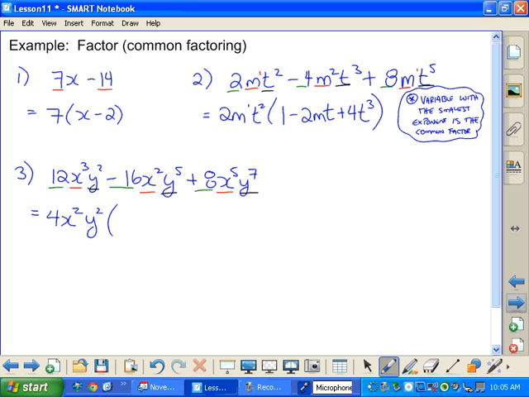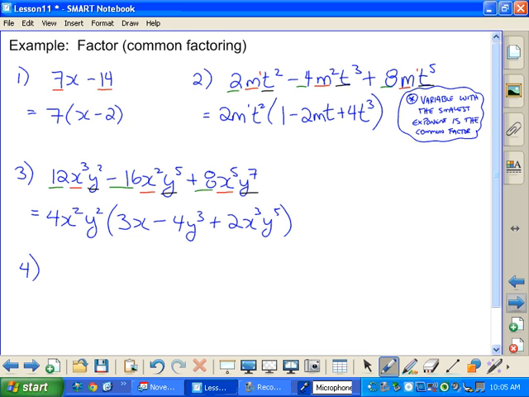So now we're going to divide each term by that. So 12 divided by 4 is 3. I had x cubed, taken 2 out, leaves me with an x. I had y squared, I took 2 out, so there's no other y's left. 16 divided by 4 is 4. Taking out the x squared, so it's gone. I'm taking 2 away from the y, leaves me with y cubed left over. 8 divided by 4 is a 2. X to the 5th, I'm going to take 2 out, leaving me with x cubed. Y to the 7th, take 2 out, gives me y to the 5th. So there we go, fully factored for this question.